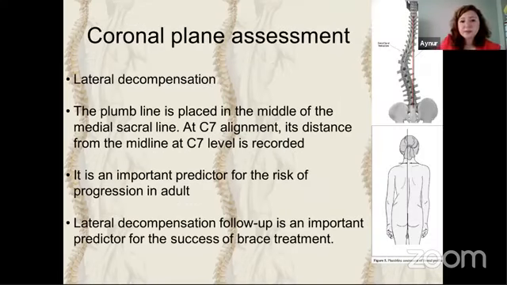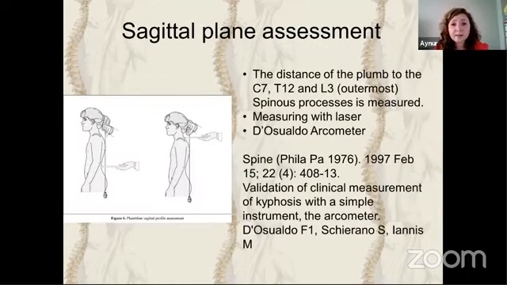Let's come to coronal plane assessment. We assess the coronal plane lateral decompensation. The plumb line is placed in the middle of the medial sacral line, at C7 alignment, and its distance from the midline at C7 level is recorded. It's an important predictor for the risk of progression in adults. Lateral decompensation is also important in follow-ups because it is a predictor for the success of brace treatment. We evaluate the brace treatment according to the lateral decompensation. Now we will assess the sagittal plane.